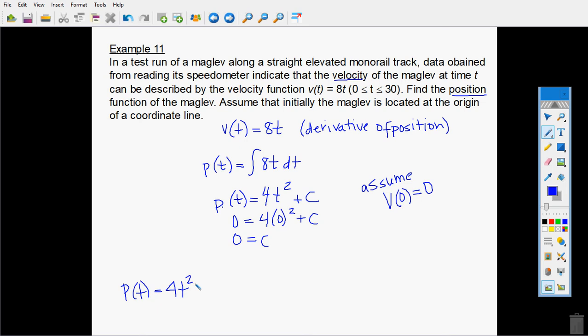Find the position function of the maglev. Assume that initially the maglev is located at the origin of the coordinate line. So this is my position function. I know that at any time t, it's going to be here.